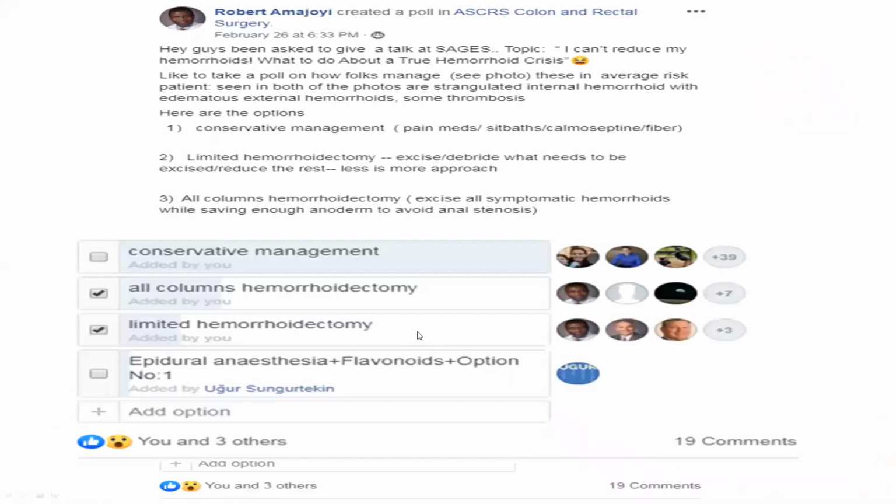As soon as I found out that I was given this topic, considering there's no great data on this, I polled the American Society of Colon and Rectal Surgeons Facebook group. I wanted to know who would manage these patients conservatively versus with limited hemorrhoidectomy or with all-columns hemorrhoidectomy. What's surprising is that only 20% chose a surgical approach.